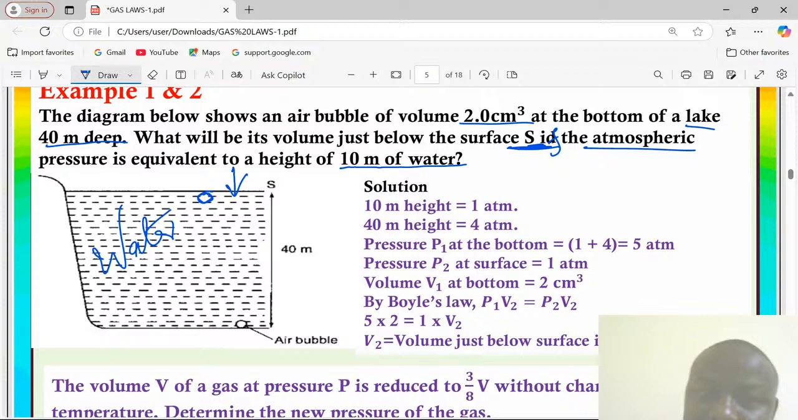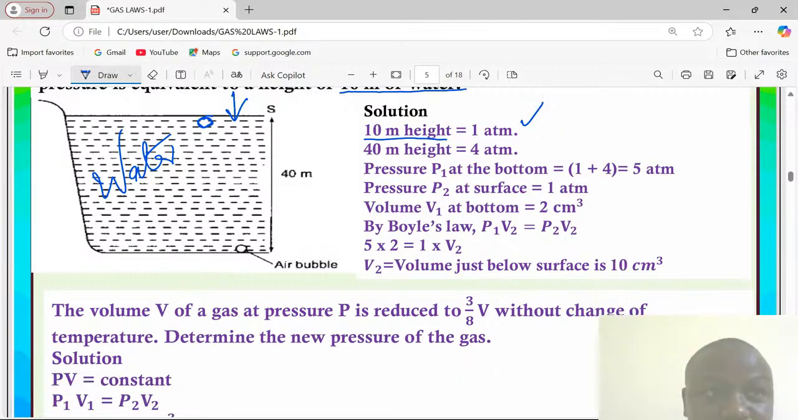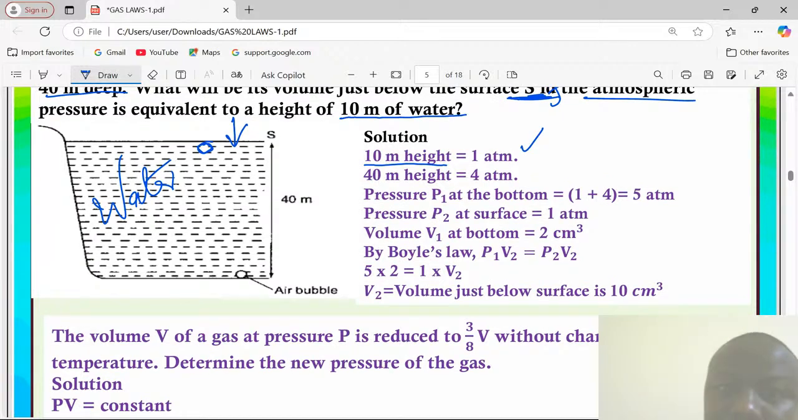So now we can say that 10 meters height equals 1 atmosphere. Atmospheres are units for measuring pressure, together with millimeters of mercury, centimeters of mercury, pascals, Newton per meter squared. Those are all units for recording pressure. Therefore, at the base here, where there are 40 meters, it means we will be having 4 atmospheres.